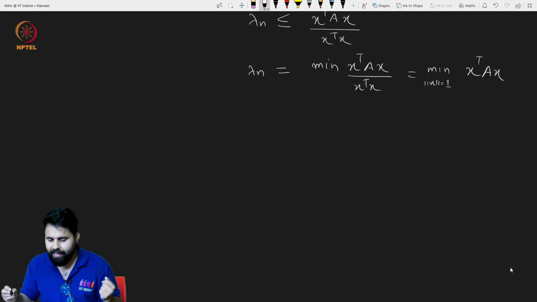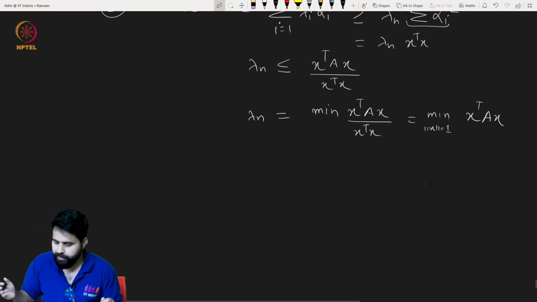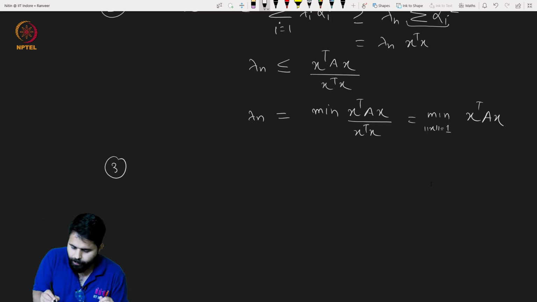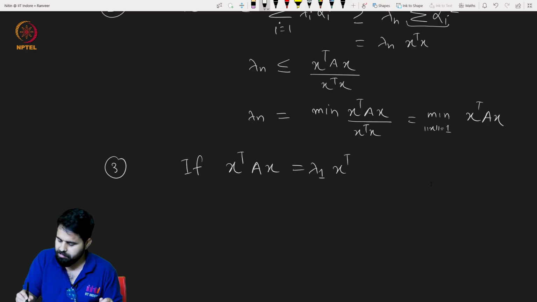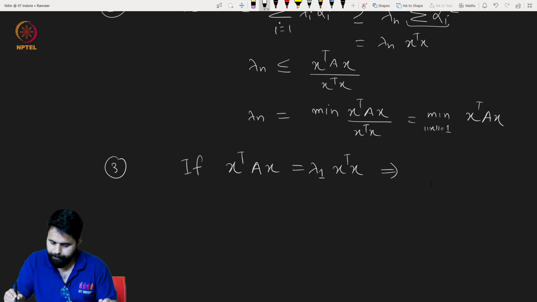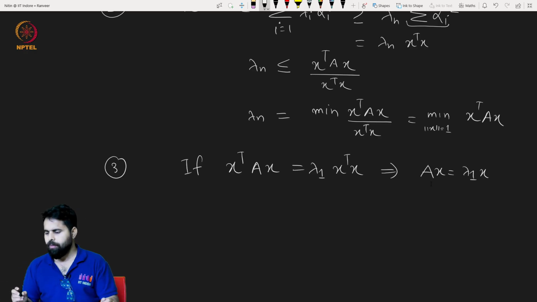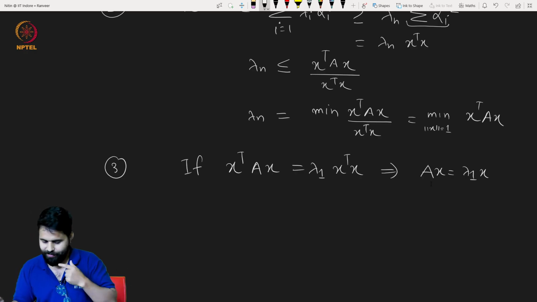Now the next part, in fact the last part that we have to prove, is this. Suppose X transpose AX equals lambda 1 times X transpose X, or norm X squared. This implies that AX equals lambda 1 X, which means that X is an eigenvector corresponding to lambda 1. Let us try to prove this.